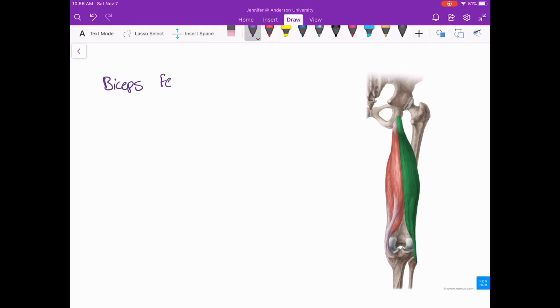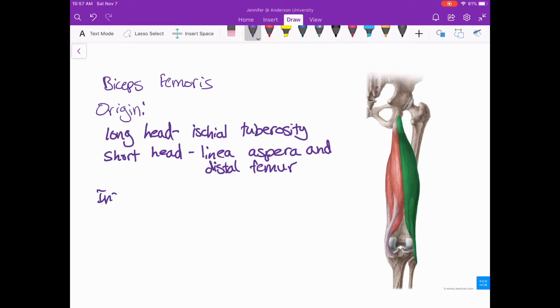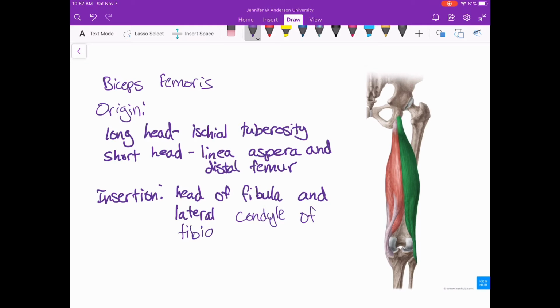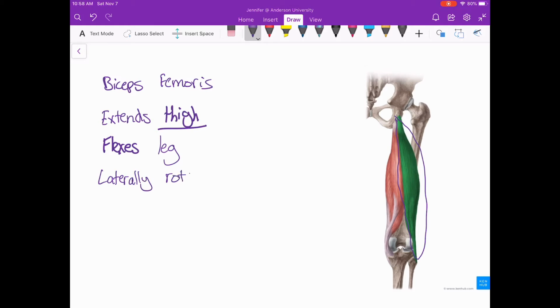Next we have the biceps femoris, which is the most lateral muscle of the group, and it arises from two heads, as the name biceps would indicate. The origin is the ischial tuberosity for the long head and the linea aspera and distal femur for the short head. The insertion for this one, the tendon passes laterally to insert into the head of the fibula and the lateral condyle of the tibia. So you can see that in the picture. It goes down kind of between the two. The action, the biceps femoris extends the thigh. It also flexes the leg and laterally rotates the leg.